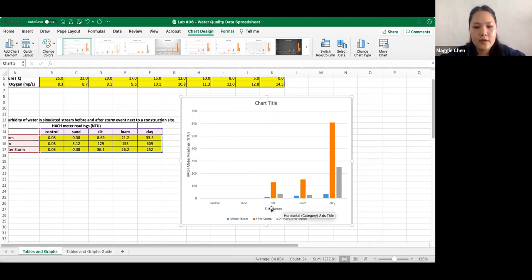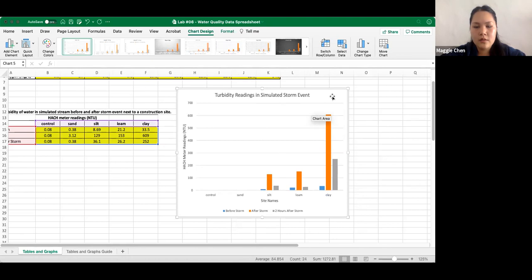And once we have our site names, our meter readings in NTU, and our axes titles, we can just change our overall chart title here to describe what we are looking at. So it could be like turbidity readings in simulated storm event. And if we're looking at this graph, we can see that our control makes sense.